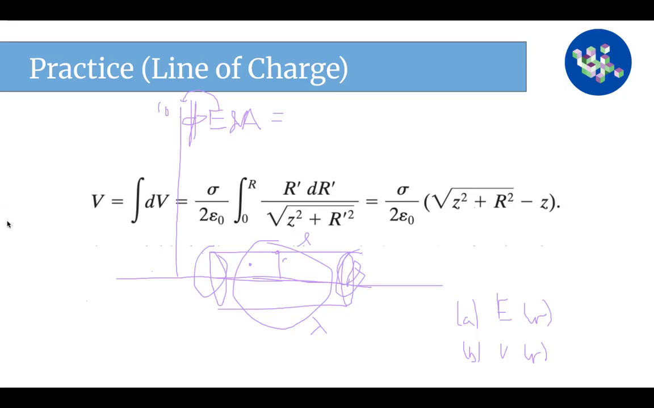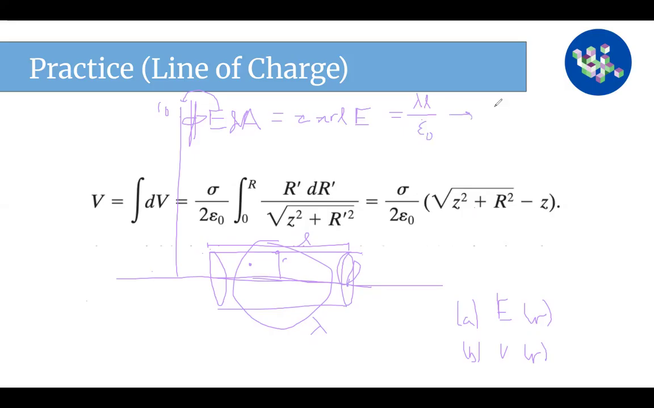So what is that? Well, I know the circumference is 2 pi r, right? And this length is L. So the area would be 2 pi r L times the E. And that equals the enclosed charge divided by epsilon zero, right? The enclosed charge is just lambda times L, because it has density lambda and length L. So divided by epsilon zero. So what do we get?